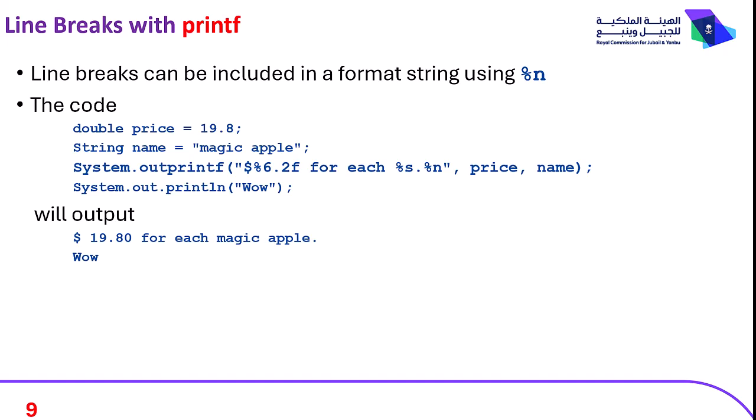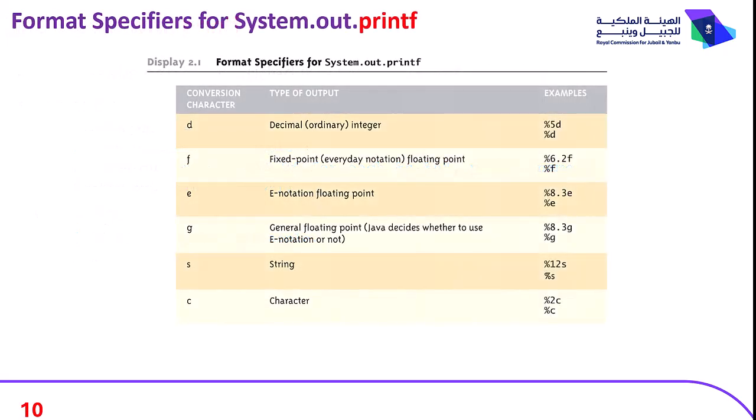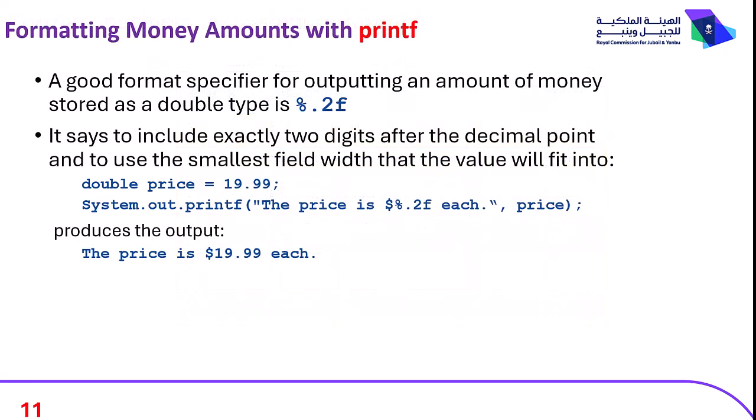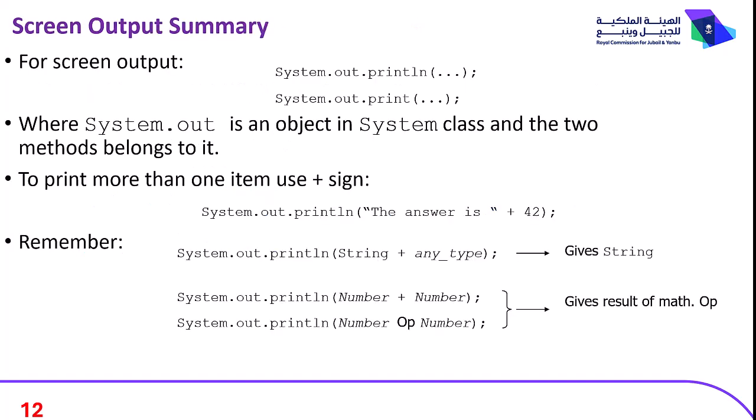Printf format specifier. Here is a summary of common conversion characters. D for decimal integers, F for fixed point floating point numbers, E for e-notation, G for general floating point, S for strings, C for single characters. Formatting money amounts. When displaying currency, %.2f is ideal. It forces 2 decimal places and uses the smallest necessary field width to fit the value, perfectly formatting amounts like $19.99.